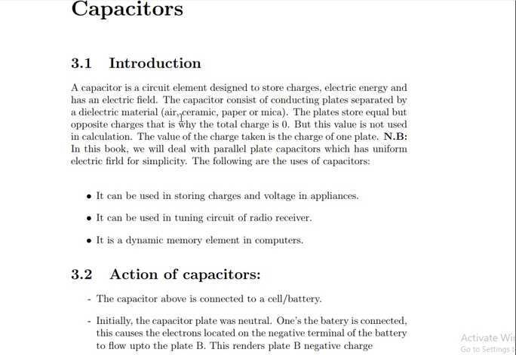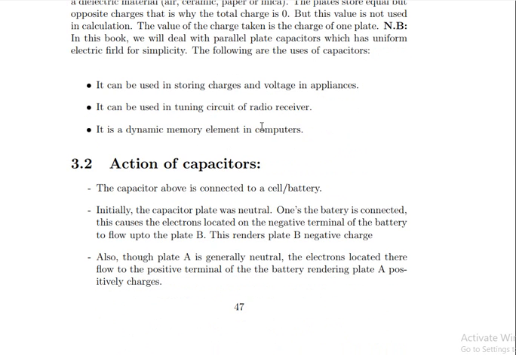The dielectric material can either be air, ceramic, or paper. So now the following are the uses of a capacitor. Number one, storing charges, and it has voltage and stores voltage in appliances. Number two, it can be used in tuning circuits in radio receivers. This is in the case of alternating current, and in this case they are used as reactances, and they can be used as a dynamic memory element in computers.